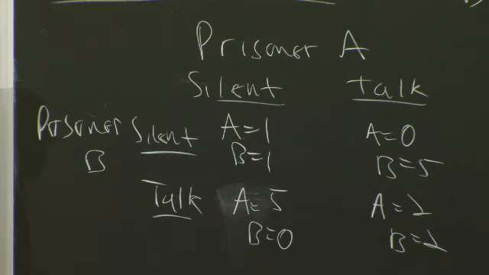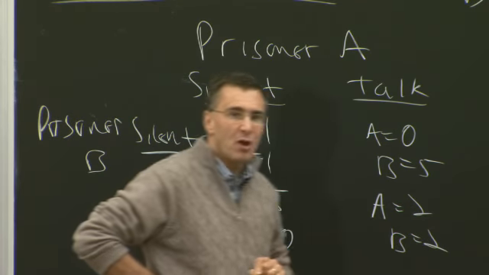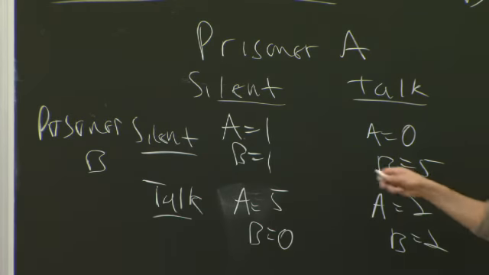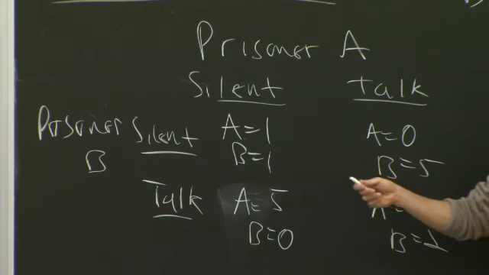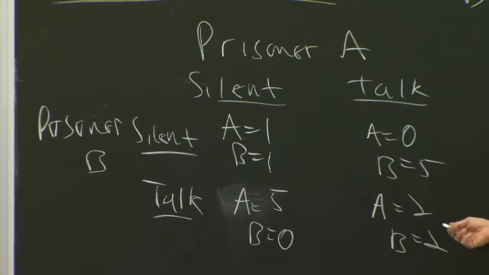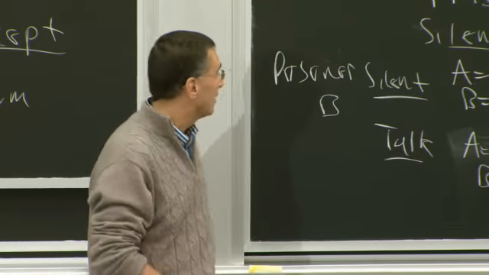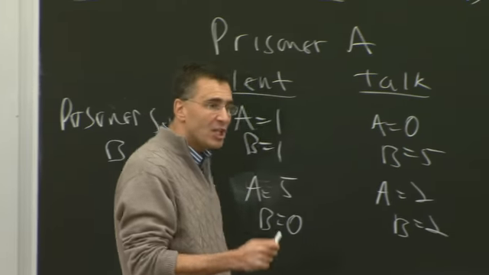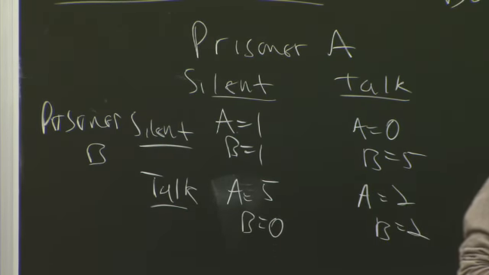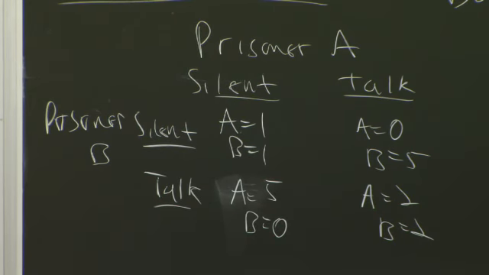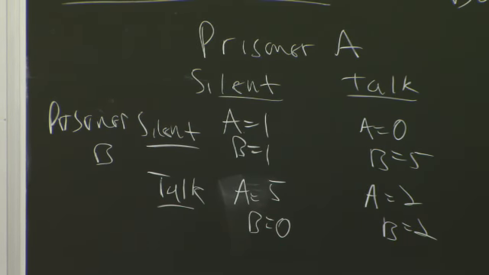Regardless of what B chooses to do, his dominant strategy is to talk. Because if B is silent, he's better off if he talks. If B talks, he's better off if he talks. So no matter what B chooses to do, A is better off talking. Okay? What about B? Well, B, by the same logic, is always better off talking as well. No matter what A chooses to do, B is better off if he talks.